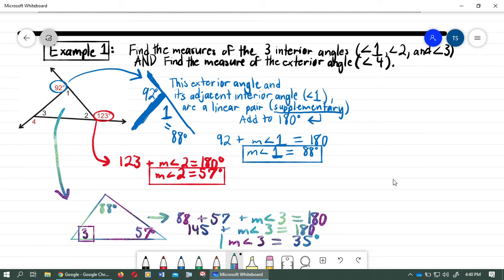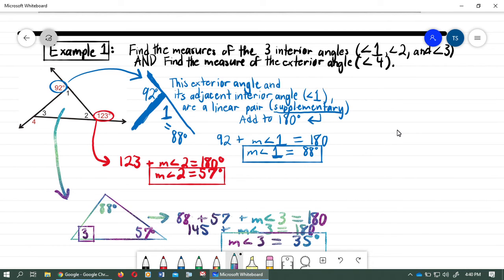All right, so there we go. Now we've got the measure of all 3 of those interior angles, angle 1, angle 2, and angle 3. Now, folks, we just need to figure out what is the measure of our exterior angle.